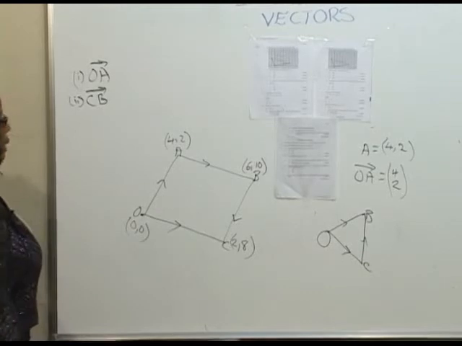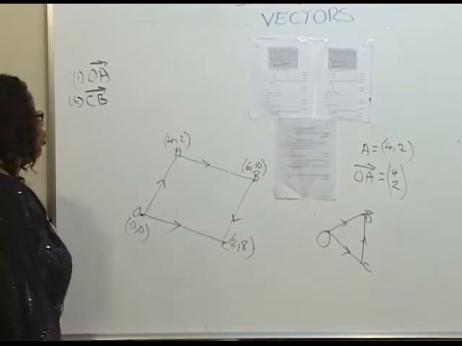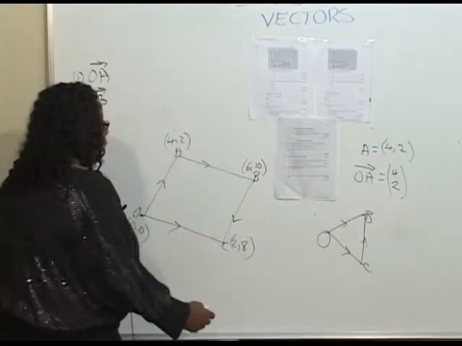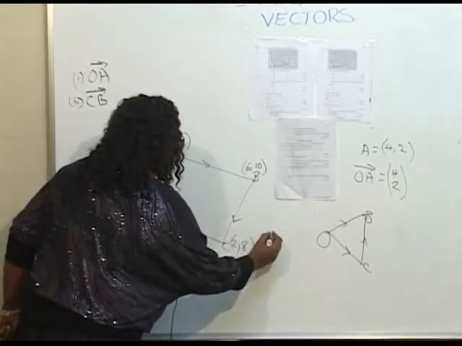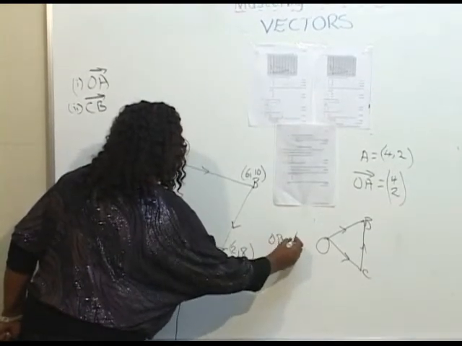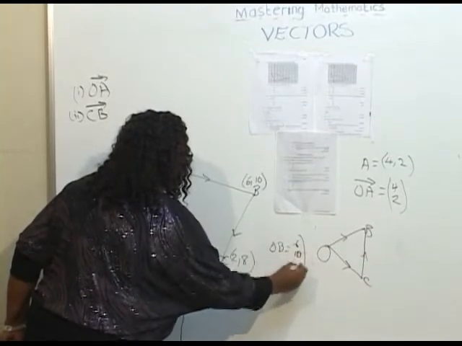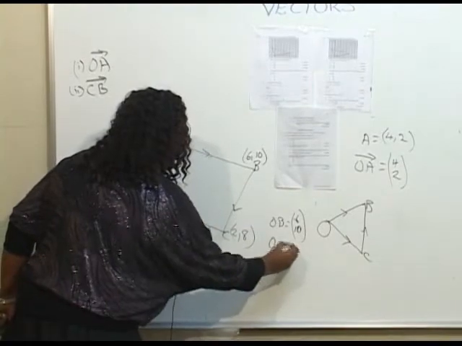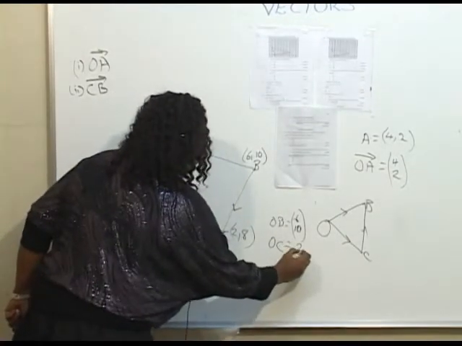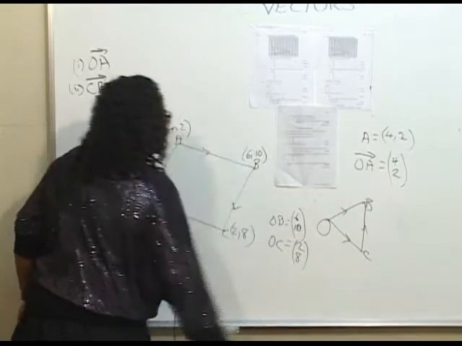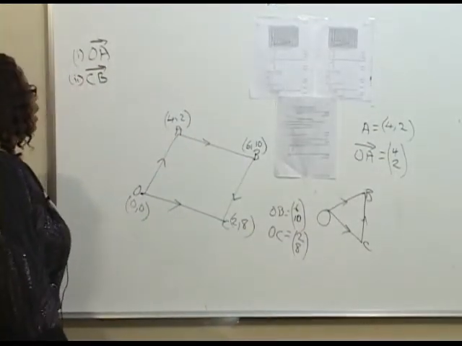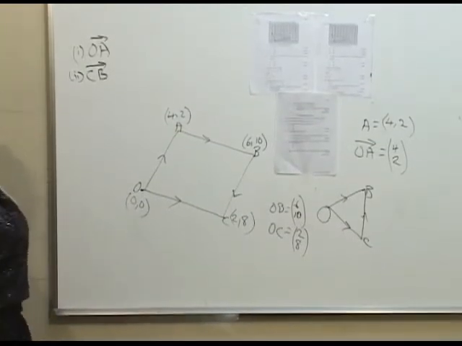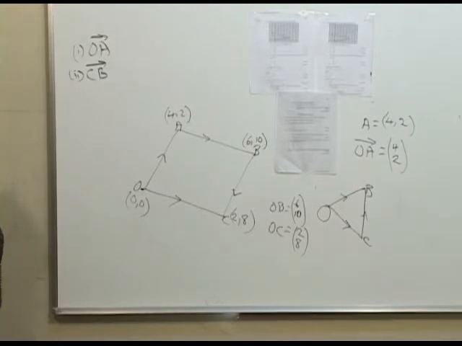Do we know OB? Yes, because using our knowledge again, we know we can turn that into a column vector. So to find OB, we can just pick out and see OB would be equal to (6, 10). Do we know OC? Yes, we know that OC is equal to (2, 8). And what are they asking us to find? We have to find CB.